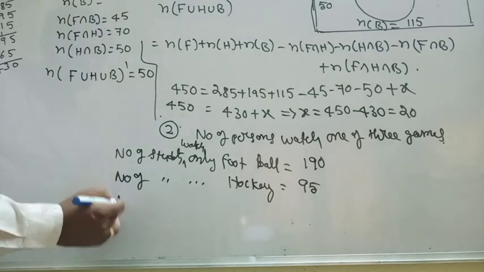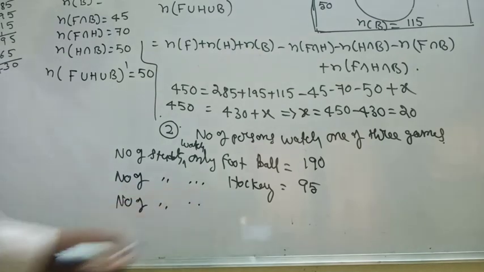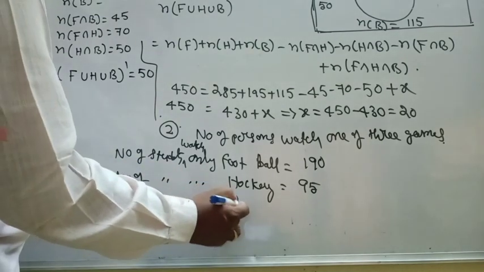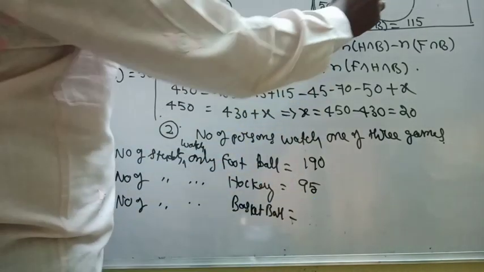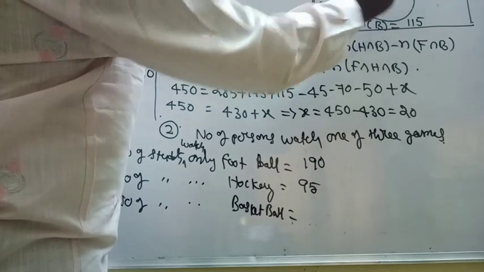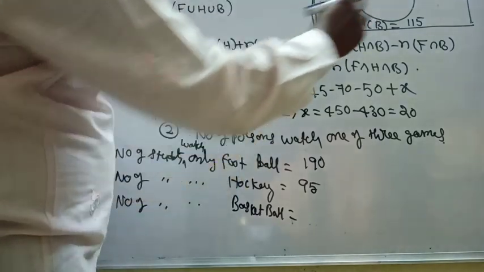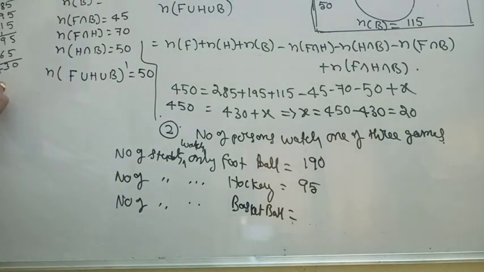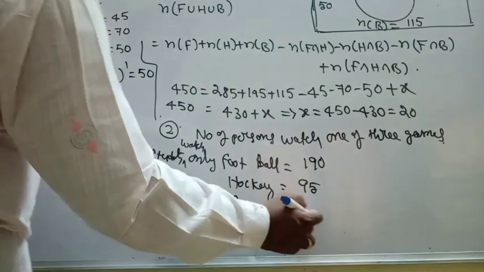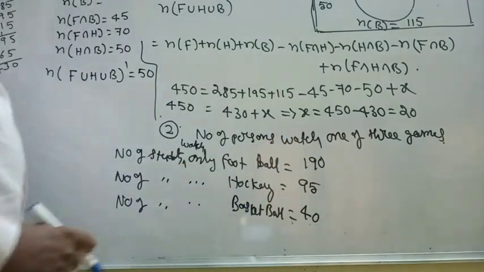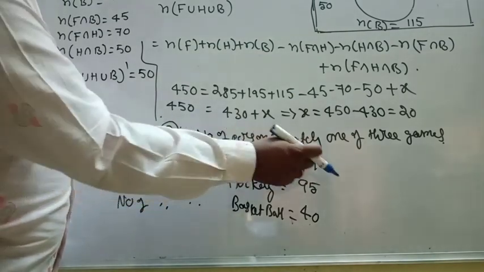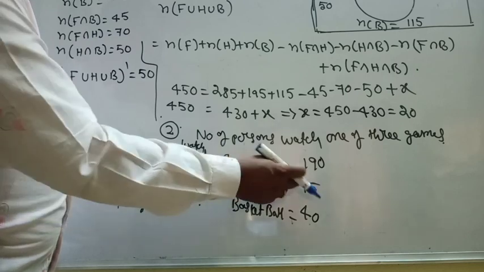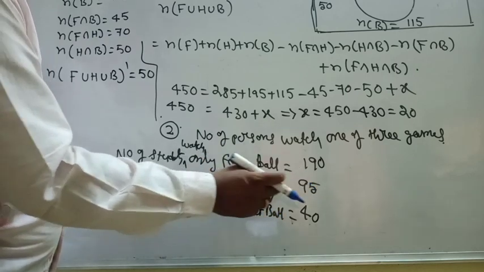Next, number of students who watch only basketball. Now see here basketball, 25 plus 20 is 45, plus 30 is 75. 115 minus 75, my dear students, is 40. So 40 students watch only basketball, right? We have got the students who watch only one of the games: football only 190, hockey only 95, basketball only 40 students.